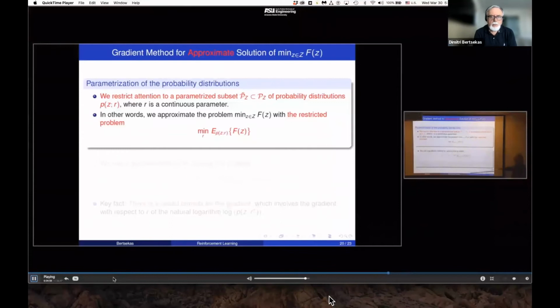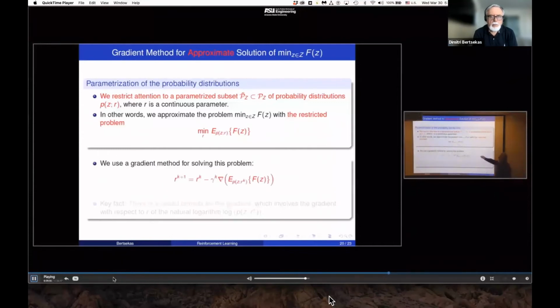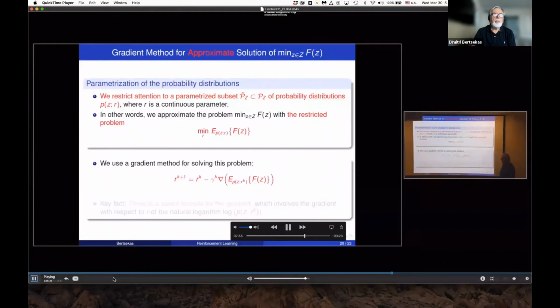And we can use a gradient method for solving this problem. This is a function of r. This involves probability distribution, but still this expectation depends on r. In other words, for every r, you get a number here, and you want to minimize over r. And this expression here as a function of r hopefully has a gradient. We assume that it has a gradient. And we generate a sequence of r vectors by going in the direction of the negative gradient, using a step size gamma k.